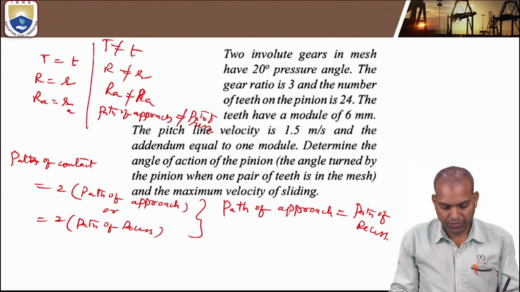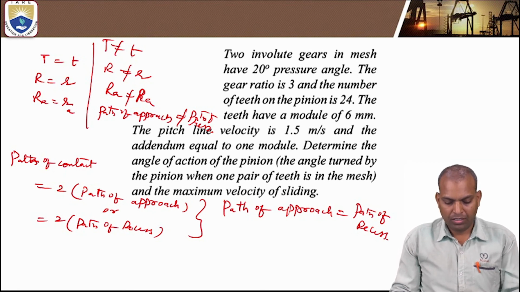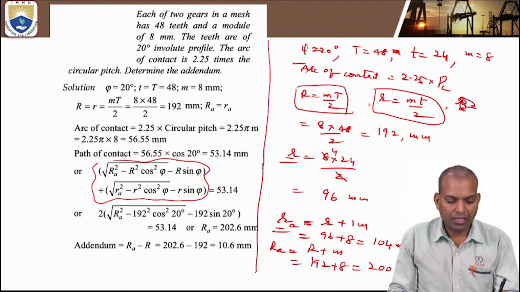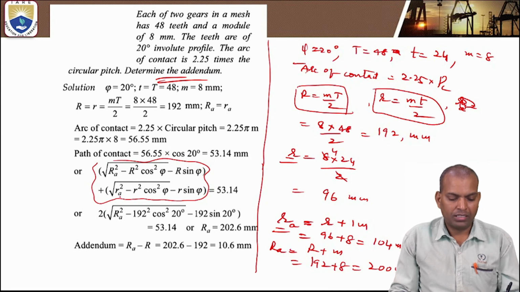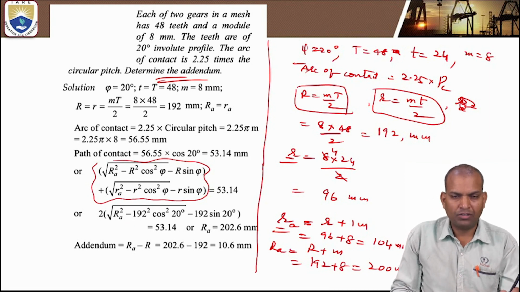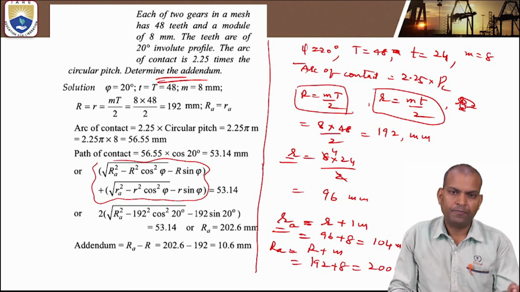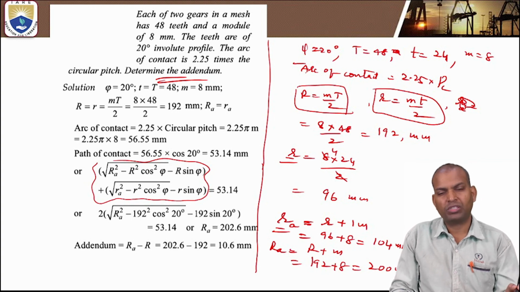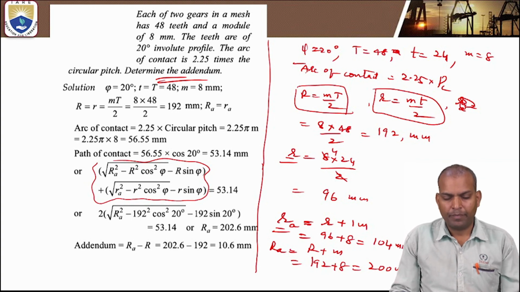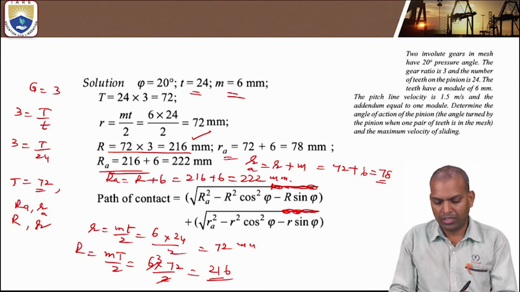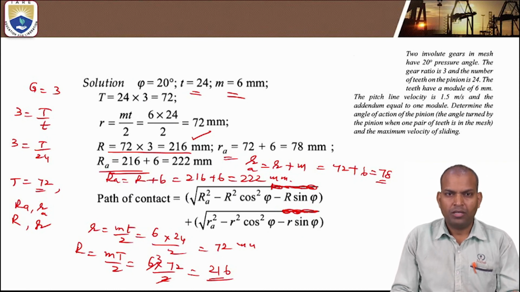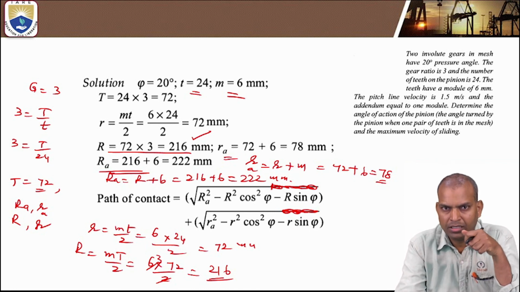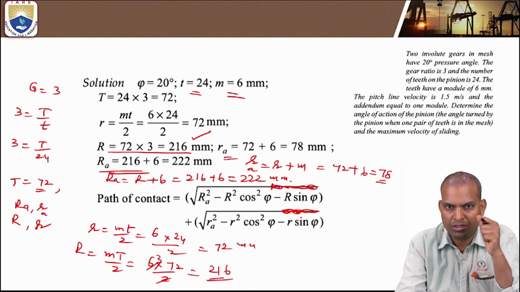There are two models we have studied in this session. Number one is the calculation of the addendum, and the second model is the calculation of the angle of action of the pinion and the angle of action of the gear and the maximum sliding velocity. The maximum sliding velocity we have calculated in this session. And also we have studied what is path of contact, what is arc of contact, and the contact ratio concepts.